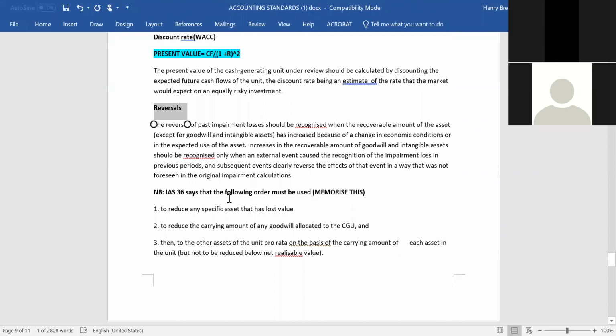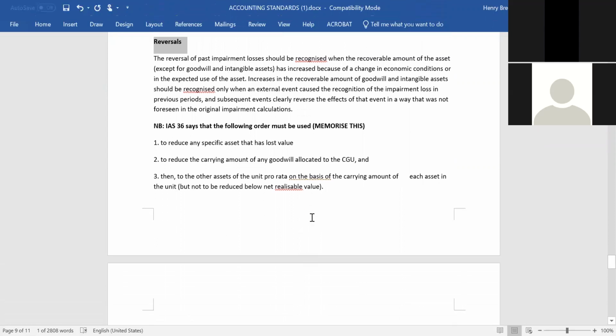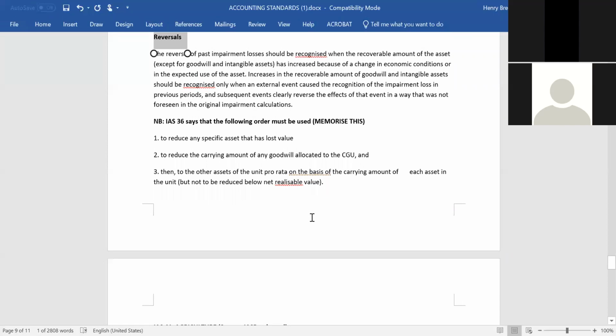NB, IAS 36 says that the following order must be used when we are having a cash generating unit. How do you do the impairment? 1, reduce any specific asset that has lost value. 2, reduce the carrying amount of any goodwill allocated to a cash generating unit. A cash generating unit is CGU. And then step 3, the other assets of the unit pro rata on the basis of the carrying amount of each asset in the unit, but not to be reduced below the net realizable value.